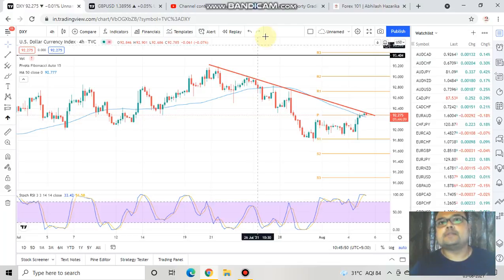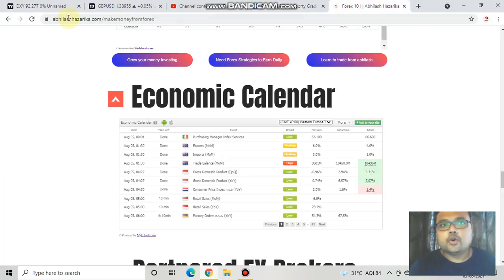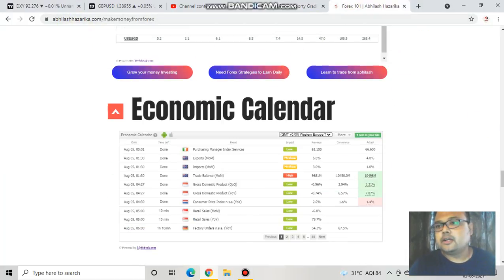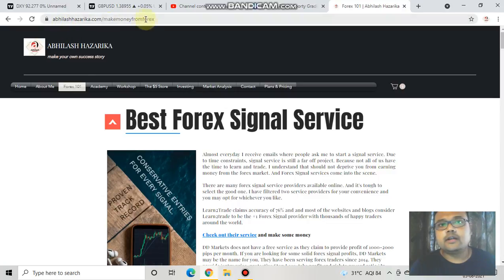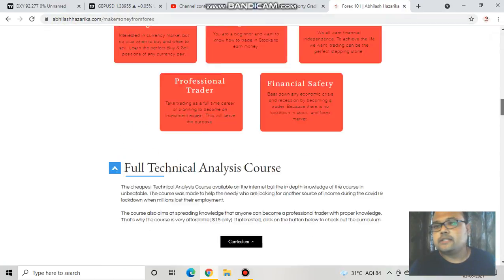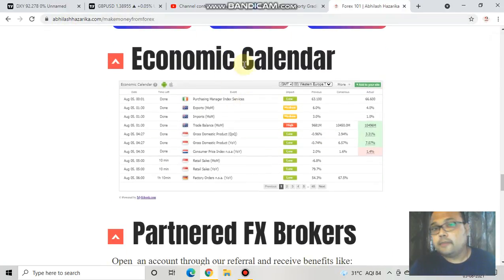So if you are not aware of these kinds of driving factors, then I'll request you to go to my website avilashhazarika.com. On avilashhazarika.com, under the Forex 101 section, you will find the economic calendar. And my dear friend, if you want to become a serious Forex trader, then you must consult the economic calendar.